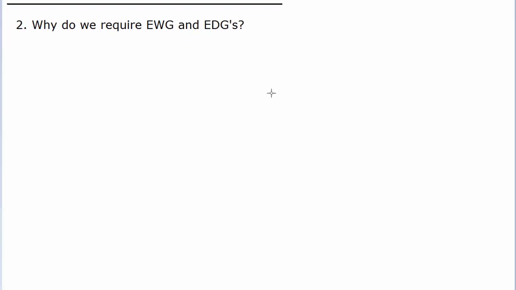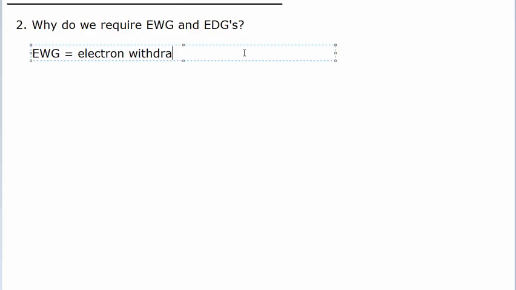Okay. So, what's our second question as far as the Diels Alder reaction? Why do we require EWGs and EDGs? Well, you're probably like, what does that mean? So an EWG, I don't know why this is orange. An EWG is what we call an electron withdrawing group.